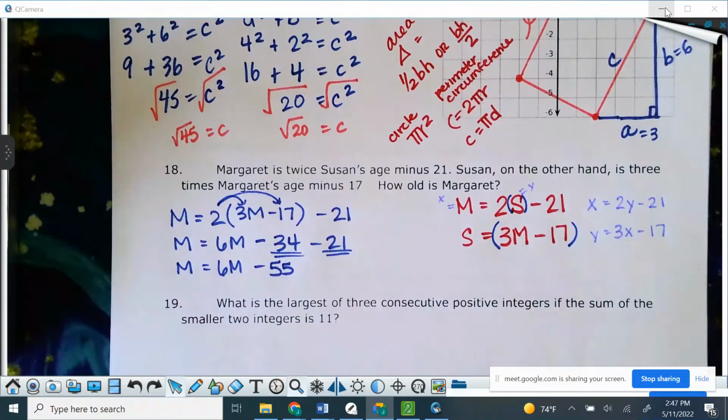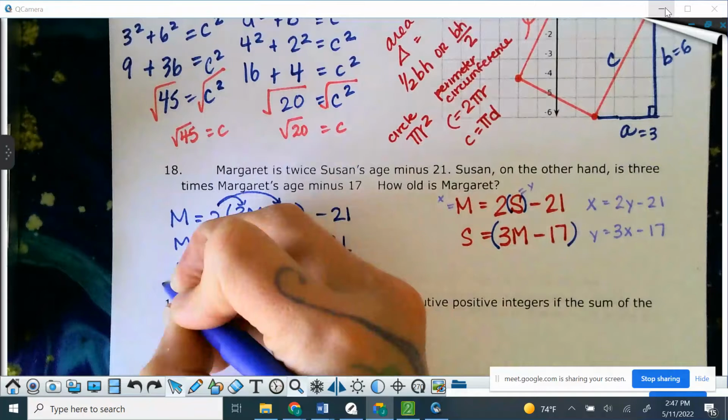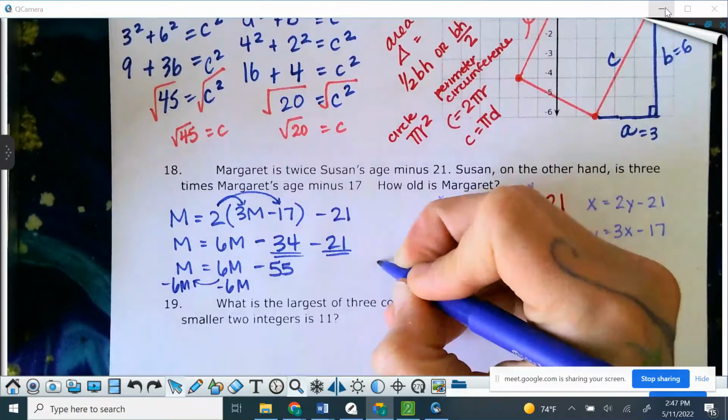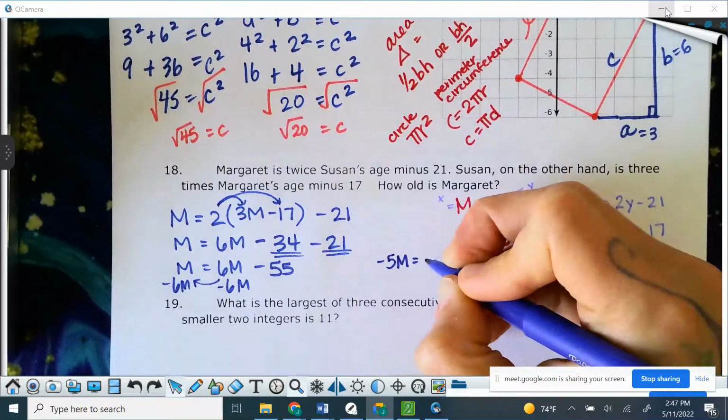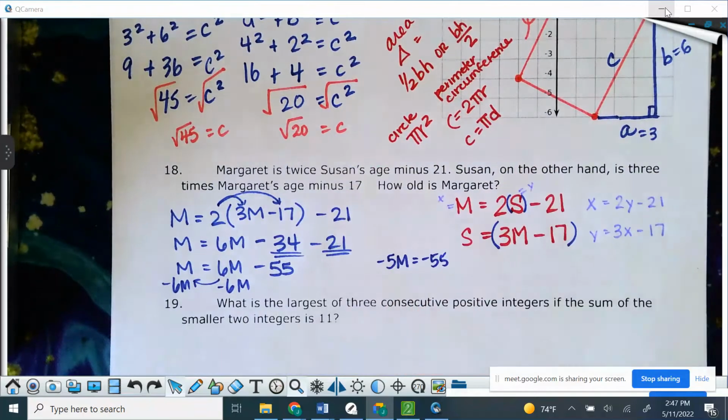I need to get my m's away from that 55 because there's 2 m's. I'm going to move this guy this way because it has to be away from the constant. So I'm going to subtract 6m because he's positive. So negative 5m equals a negative 55. How am I going to get m by itself? How am I going to get that negative 5 off of m?